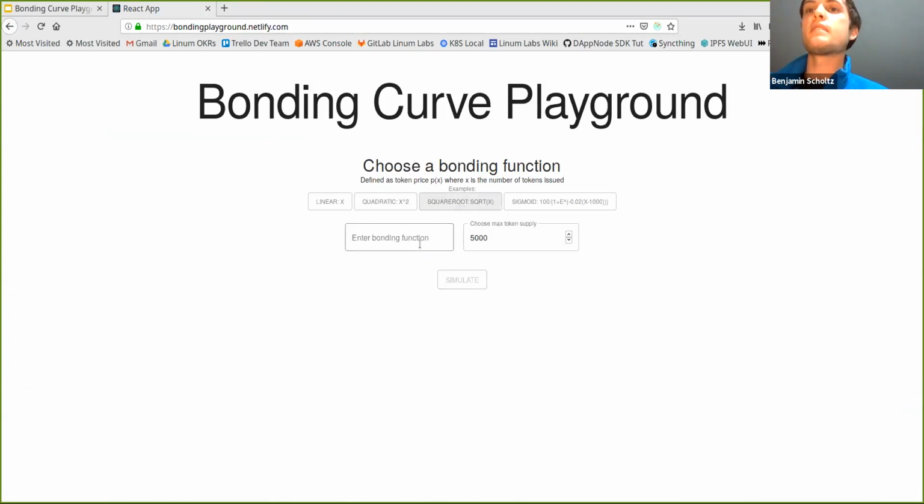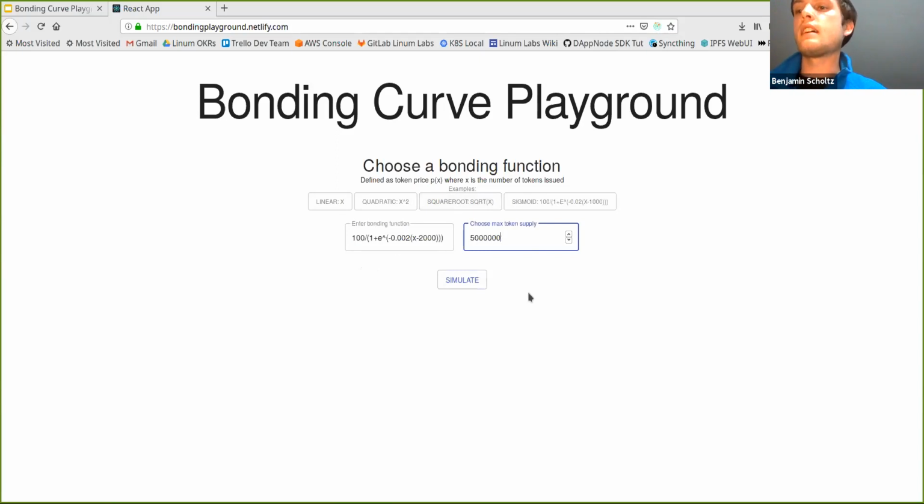So basically what happens is you can enter your bonding function as a function of the tokens, the price on the bonding curve. We've got a few examples here: linear, quadratic, square root, and sigmoid. And then you can choose the token supply.